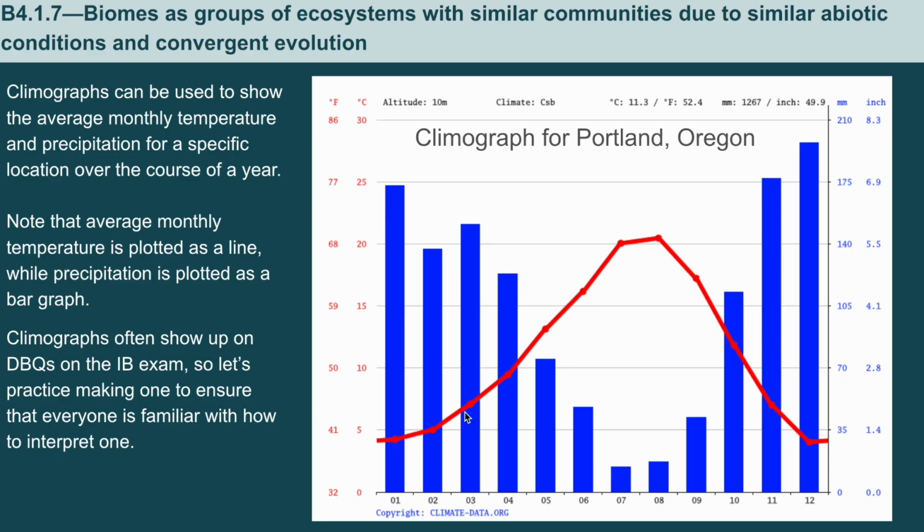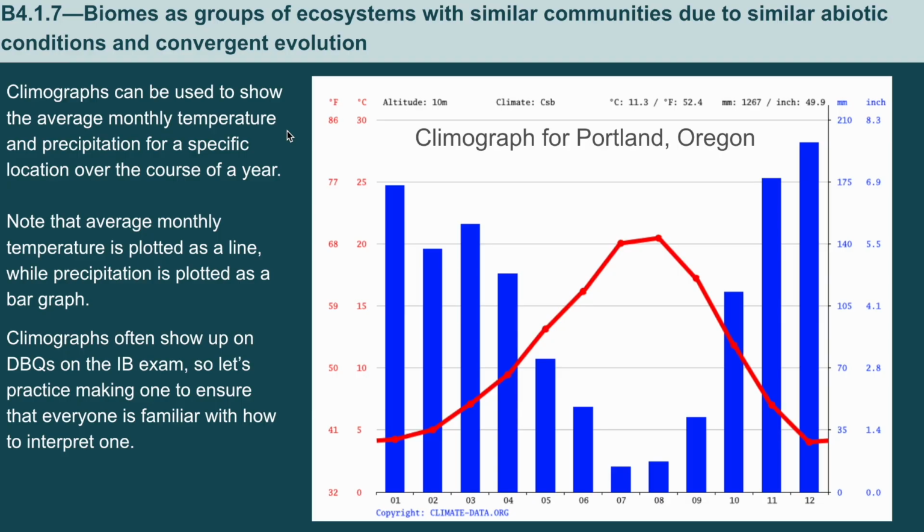Here, we've plotted the points for the average temperature at each of those months. And you can see that Portland has warmer summers and cooler winters. Note that precipitation is listed as bars, and this y-axis is for temperature and this y-axis is for precipitation. And you can see here that Portland has dry summers and very rainy almost the rest of the year. Now, you should be able to look at this climate graph and answer questions.